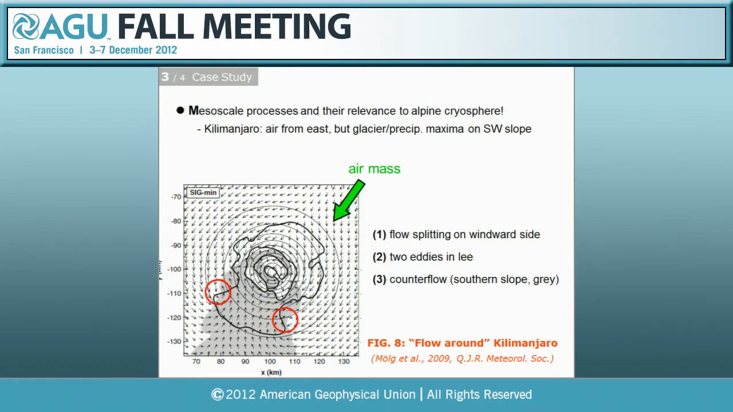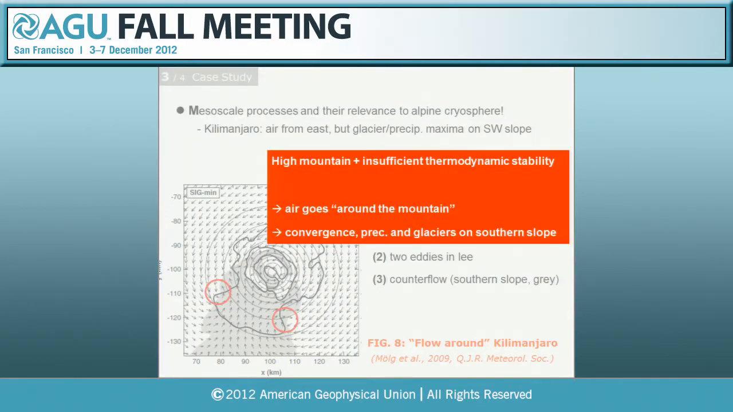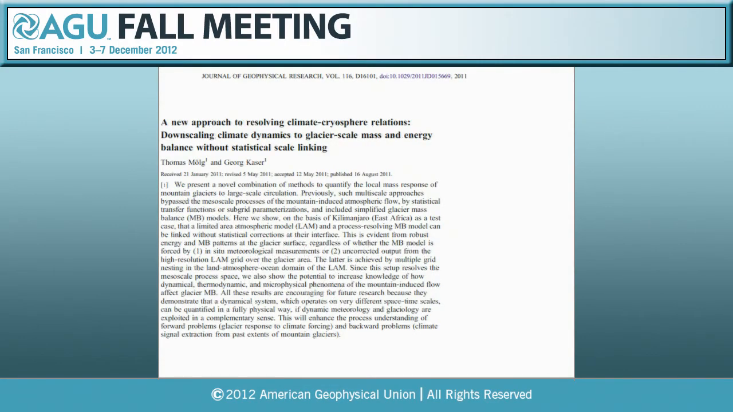So it is the combination of the mountain shape and the prevailing thermodynamic stability of the approaching air masses that force the air to go around the mountain in this case, and therefore produce convergence, precipitation, and glaciers on the southern slope. And I think we can all agree that this would be hard to capture with simple or statistical models. Of course, you can do the same with the realistic multiscale model system, and this is what we published last year in JGR. Downscaling climate dynamics to glacier scale mass and energy balance without statistical scale linking.